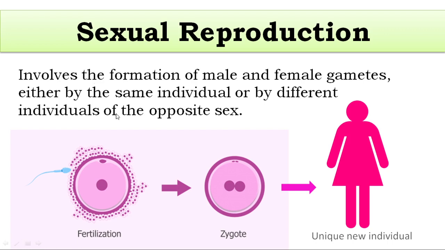So in sexual reproduction, there is production of two different gametes, male gametes like sperm and female gametes like egg. And then in the reproduction process, these two gametes fuse together to give rise to a zygote, and the zygote will develop into a new individual. Now here, in sexual reproduction, the new individuals produced are genetically unique.